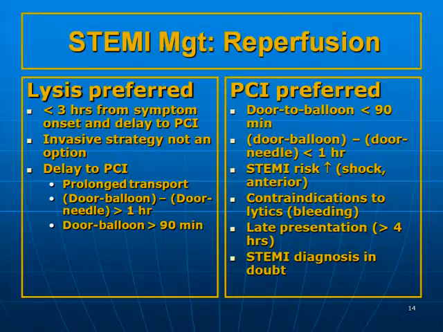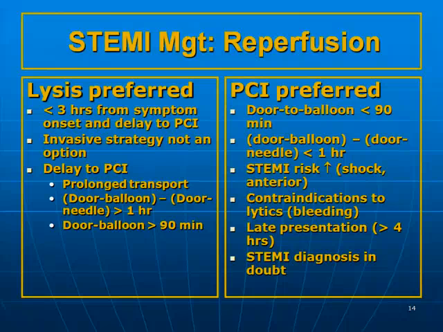And then, of course, if your door to balloon is going to be longer than 90 minutes, then lytic would be preferred. In other words, if there's going to be a delay for some reason in doing angioplasty, then it's probably better to give the lytic, assuming you've had the checklist and the patient doesn't have contraindications to lytic therapy.